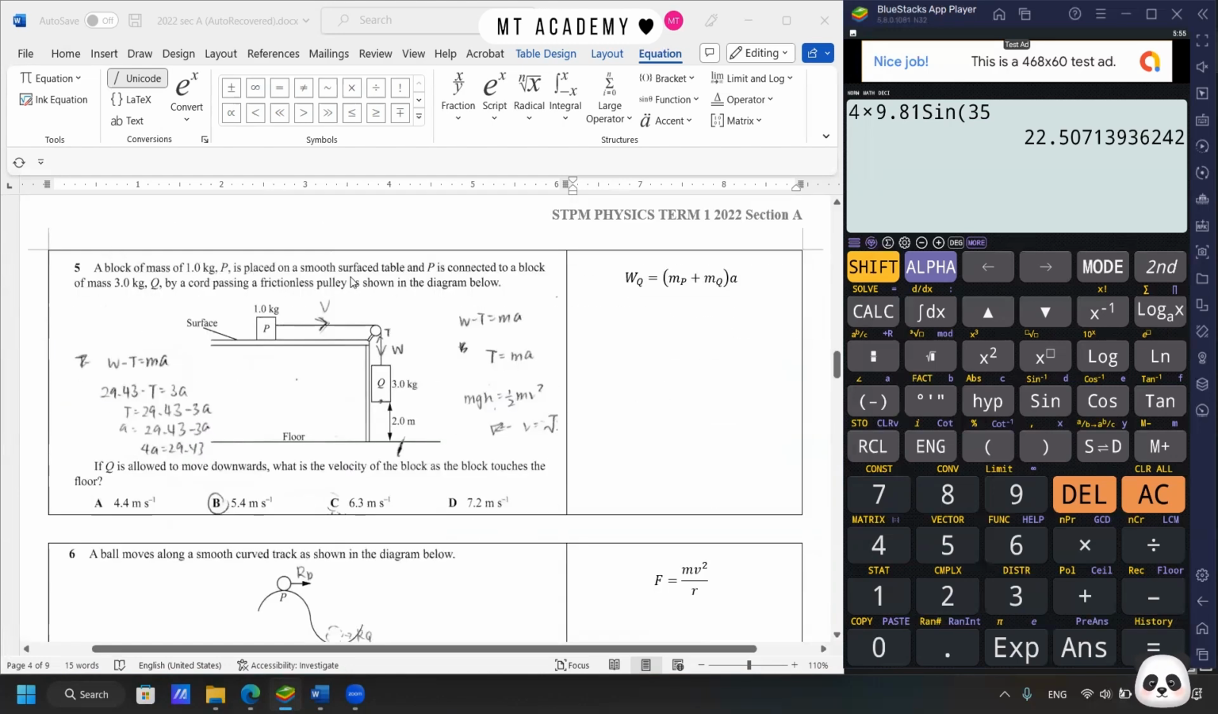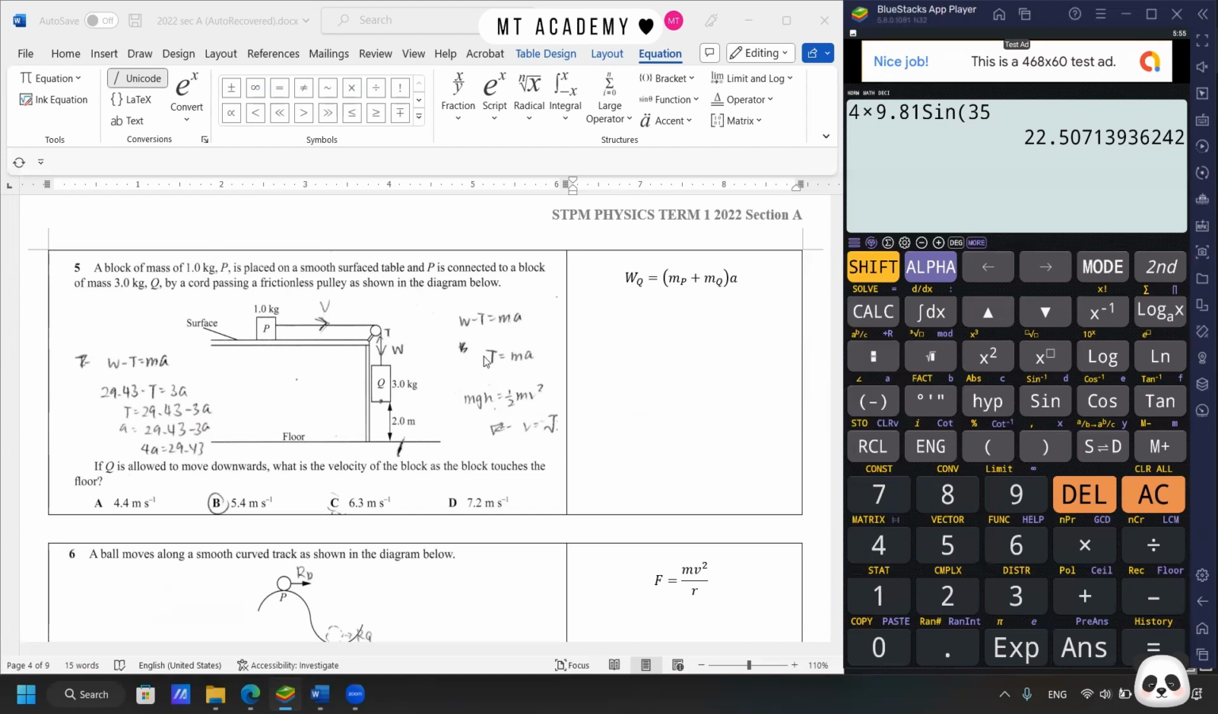A block P of mass 1 kg is placed on a smooth surface table, and P is connected to a block Q of mass 3 kg by a cord passing over a frictionless pulley as shown in the diagram below. So, quite a popular diagram in the textbook. If Q is allowed to move downward, what is the velocity of the block as it touches the floor? A similar question has been discussed in one of my videos, so we can obtain the equation in a very short time.